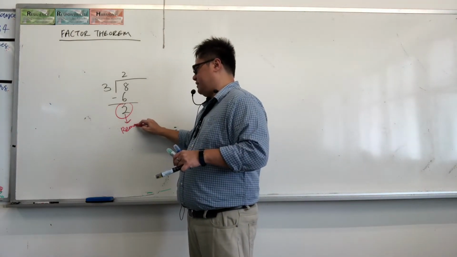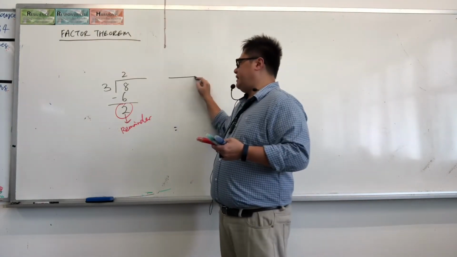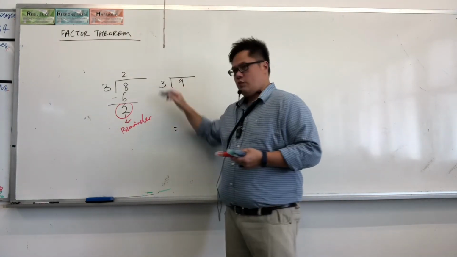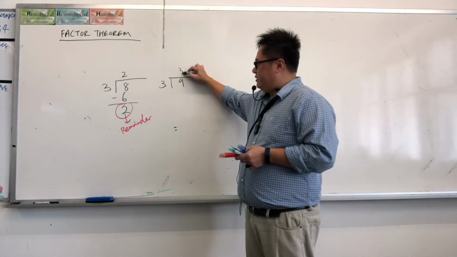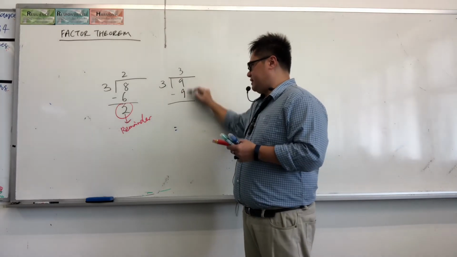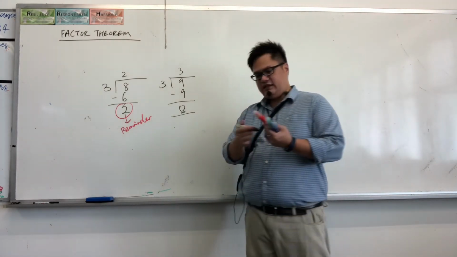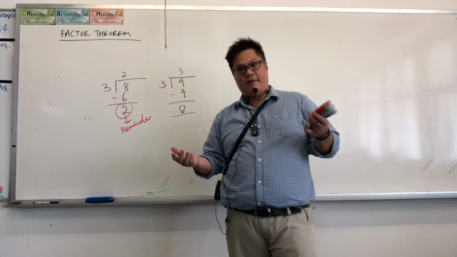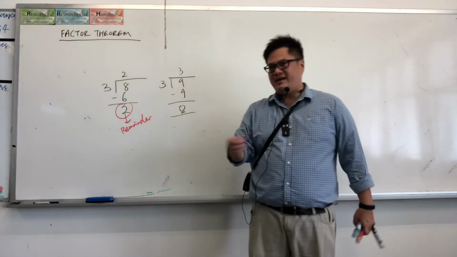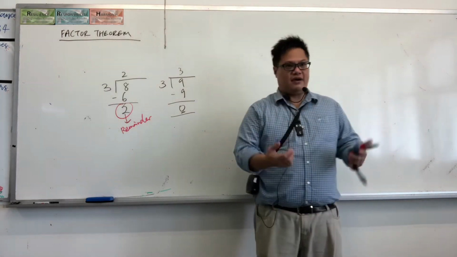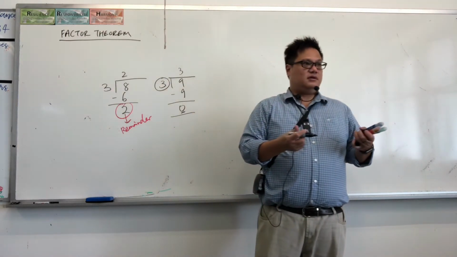If I do the same thing, 9 divided by 3. What is the remainder? You put 3, right? 3 times 3 is 9, right? 9 minus 9 equals what? 0. Am I correct? So when the remainder is 0, what you have is that 3 is a factor of your dividend.